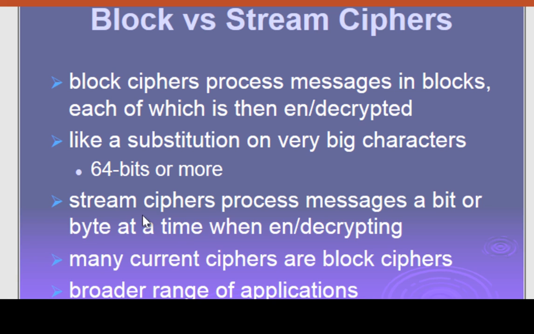And we also have the stream cipher. In the stream cipher, we encrypt the message bit by bit or byte by byte, and the decryption is also done bit by bit or byte by byte. It has not become very popular. Most of the current symmetric encryption ciphers use block ciphers only. We have a broader range of applications which use the block cipher. So this is about the block cipher and the stream cipher.